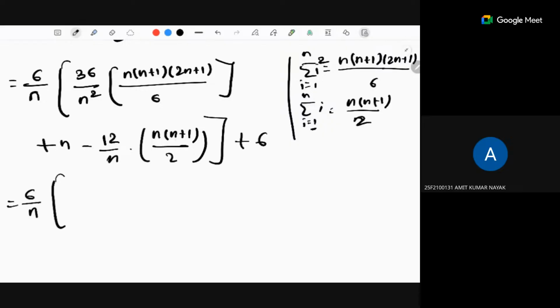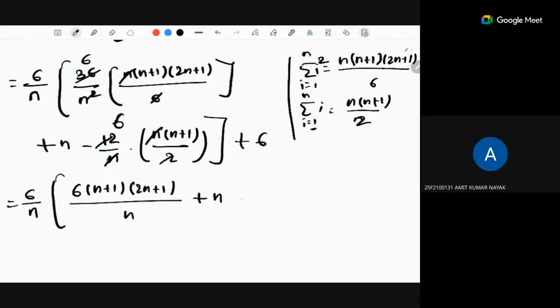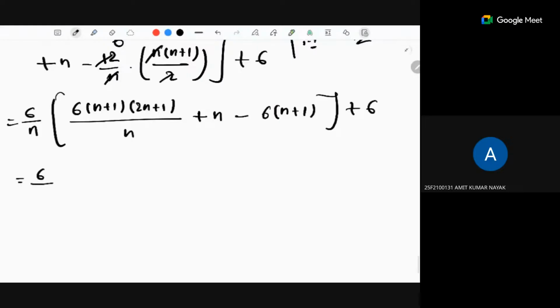Okay, this is 6 by n. Now we have to do a little simplification. So 6 times this will get over. We have 6 by n square here, and this n can cancel out. So what we are left with is 6 by n square. Here we have a factor, and we can take n also, right? So we are left with 6 into n plus 1 into 2n plus 1 upon n, and then plus n, and then minus 6 into n plus 1, and then plus 6. I hope we are doing the calculation well. Yes, ma'am.